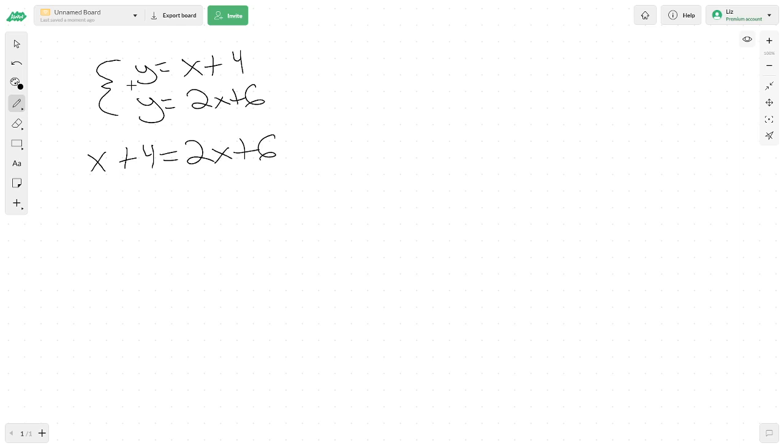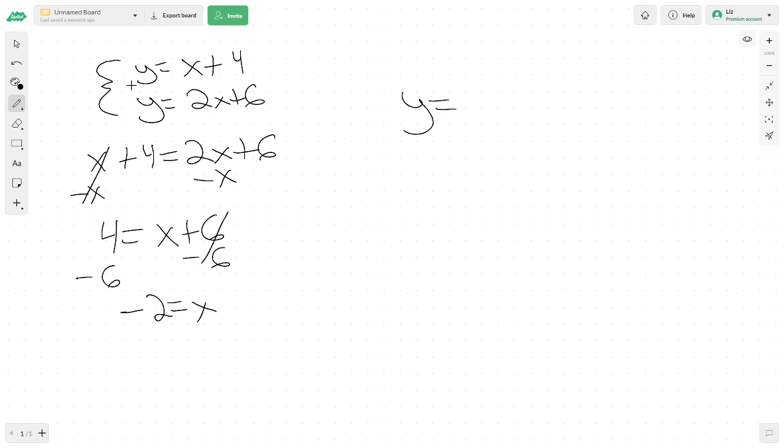Perfect. Then subtract x from both sides. Get 4 equals x plus 6, minus 6, minus 6. Negative 2 equals x. Then I can plug this x into either of my original equations. Again, I'm going to go with the easier one, the one with less numbers, already set up nice and pretty, smaller numbers. y equals 2. So I have x is -2, y is 2.